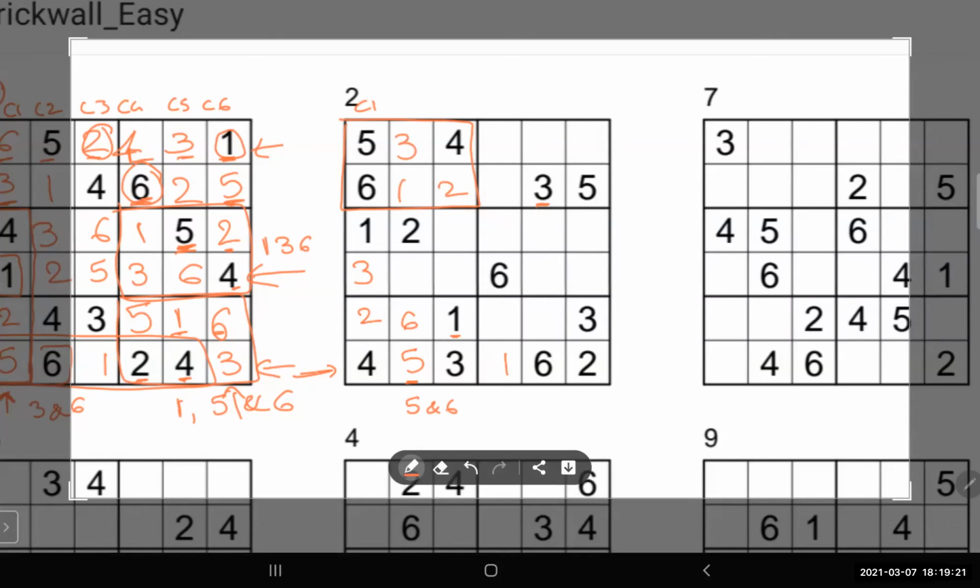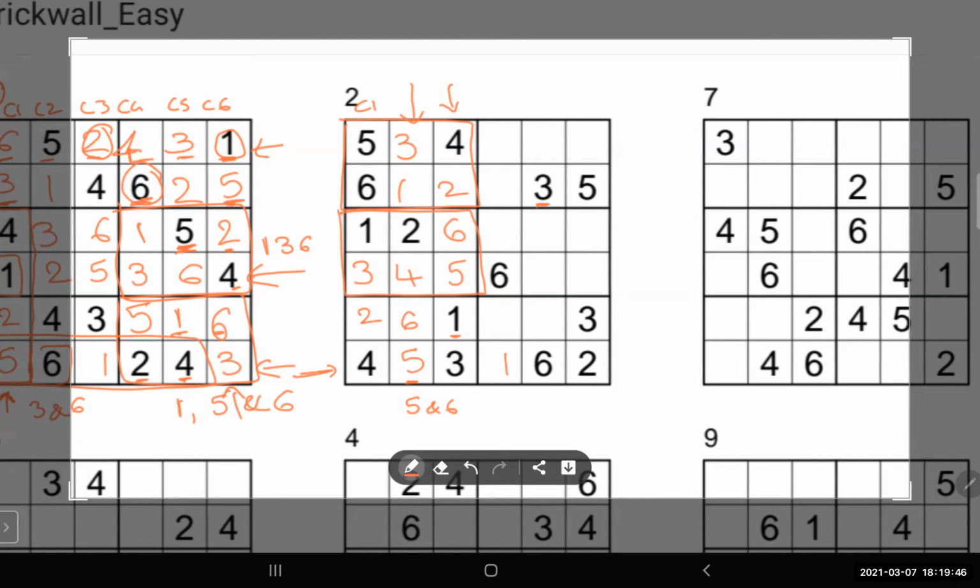In column 2, the missing number is 4. It should be 4. Right. And in column 3, in this grid 1, 2, 3, 4 is there, and the remaining numbers are 5 and 6. 6 is already here. So beside 6 it is 5, and above that 6. Good.